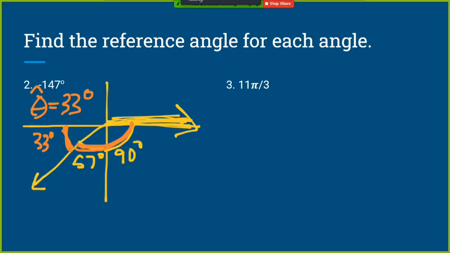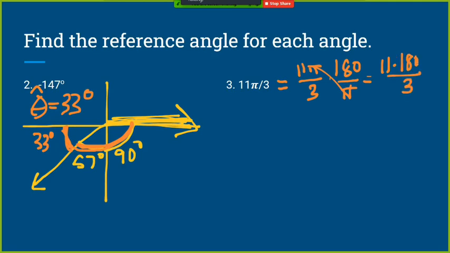For this third example, 11 pi over 3, it helps to put everything in degrees first, because that's what you're probably most familiar with. If we multiply by 180 over pi, we get 11 times 180 over 3. If I'm doing this without a calculator, I like to do the division first. So I get 11 times 60, and I get 660 degrees.